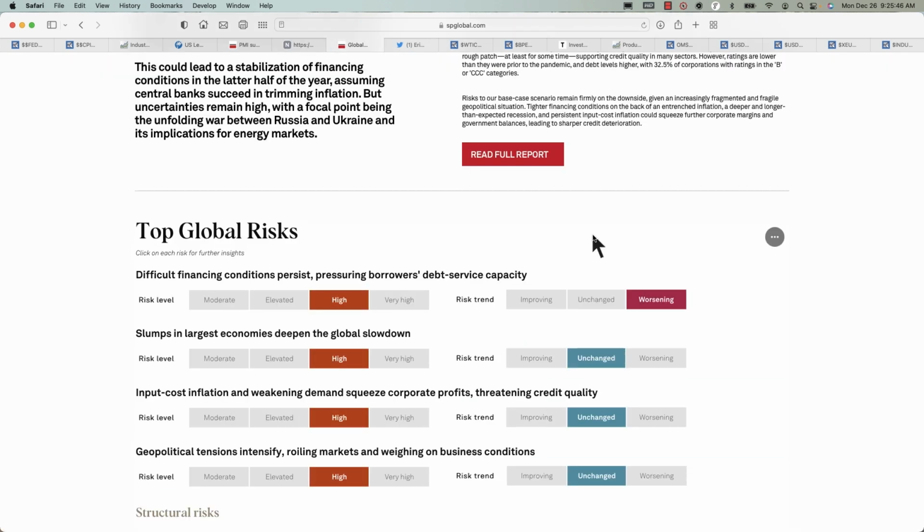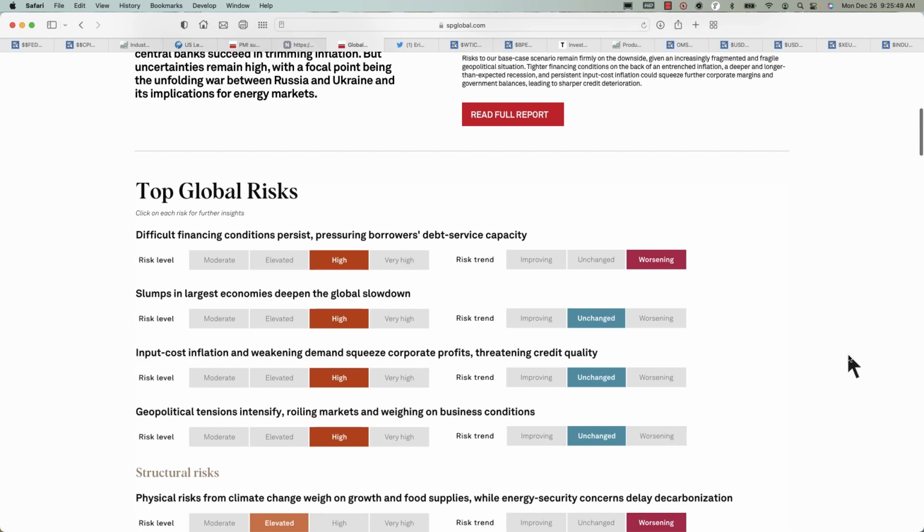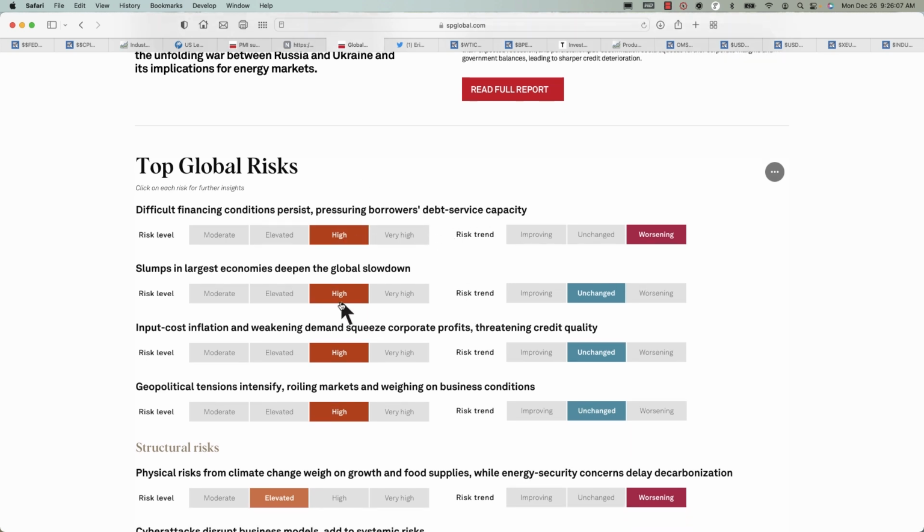So I showed this briefly in part 1, but what we're looking at are our top global risks, and we're finding financing conditions are a problem, worsening borrowers' debt capacity, and this is really consumer. But when we go down into these other ones, slumps in the large economies deepen the slowdown, our risks are high, input inflation is high, and political tensions are a problem. So all of these three are high, but the business ones are unchanged so far.